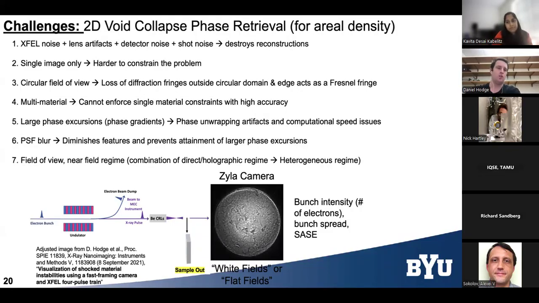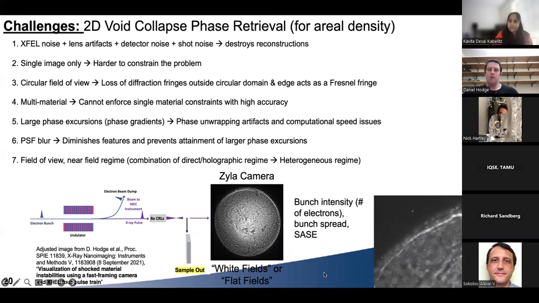And there's another issue that with this given field of view, we're in this near field regime. We're in the combination of this direct and holographic regime, based on the size of features of our sample. And the last issue that we have to encounter or fix is the dilation. Because the X-ray free electron laser is not fully monochromatic, the focus deviates, causing this dilation of our sample intensity image.